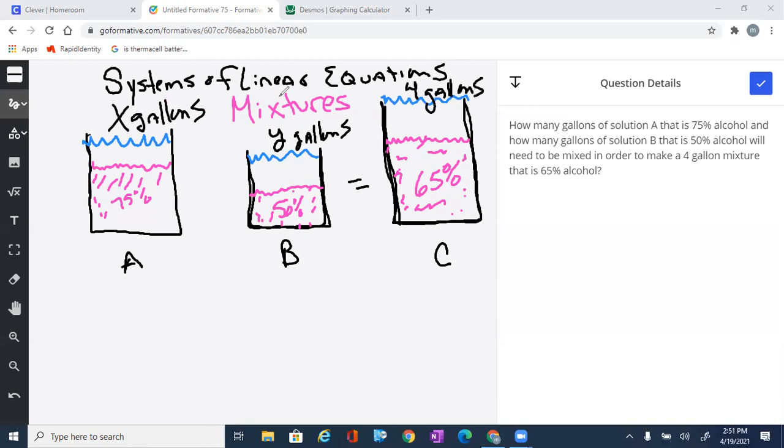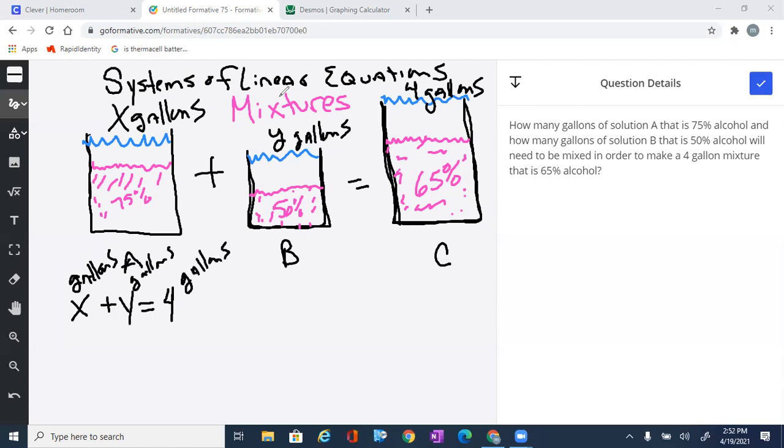And with this, we can actually create our first equation for this system of linear equations. We know that if we take A and we add it to B, we will end up with our final 4-gallon container, or C. So our first equation is X plus Y equals 4. Let me just reiterate this. This is going to be X gallons, Y gallons, and that will leave us with 4 gallons. That's one way we know that we are doing this correctly.